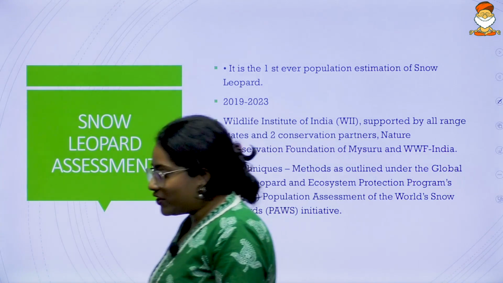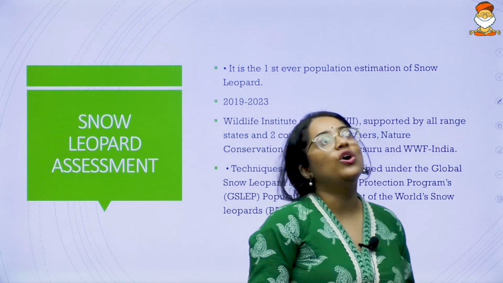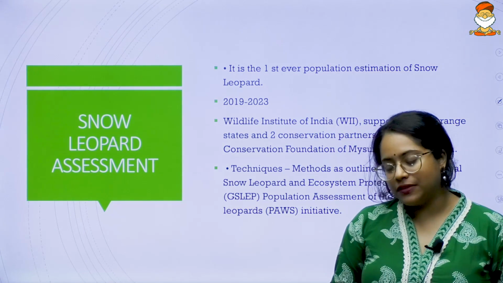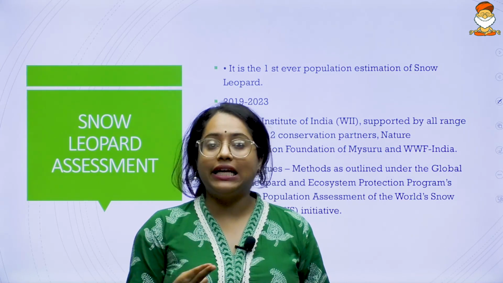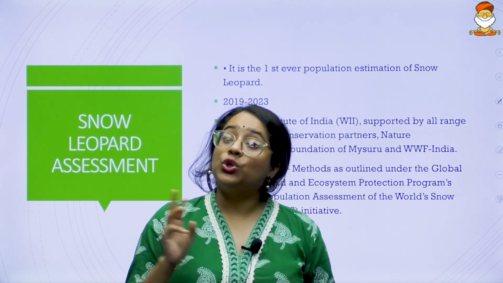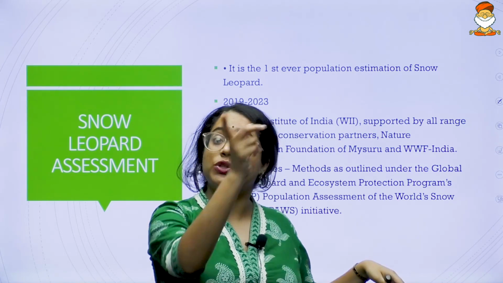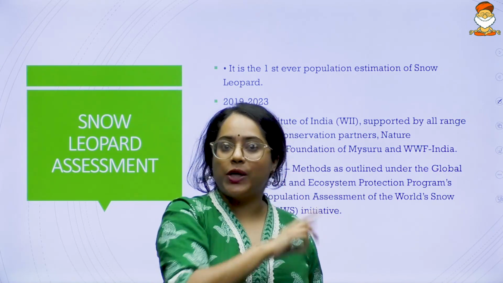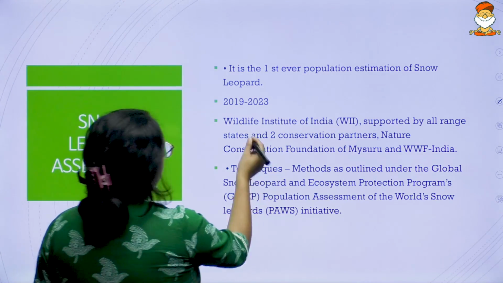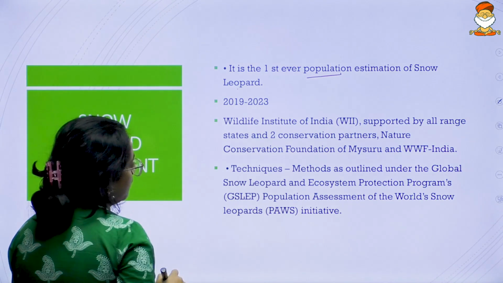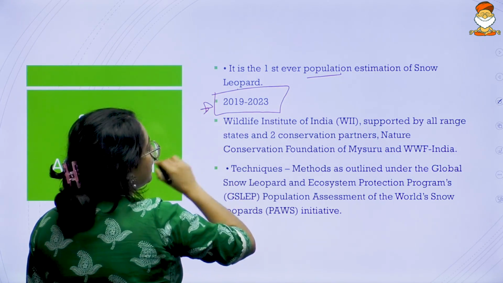The next thing I wanted to discuss with you guys was the snow leopard assessment. So if I had to just put it into perspective, 2022 there was the tiger assessment. Currently, there is the Nilgiri tahr assessment going on. Snow leopard assessment happened in 2023. Tiger was in 2022. Snow leopard was in 2023. So the snow leopard assessment was the first ever population estimation of snow leopards in India, and it happened from the time period of 2019 to 23.